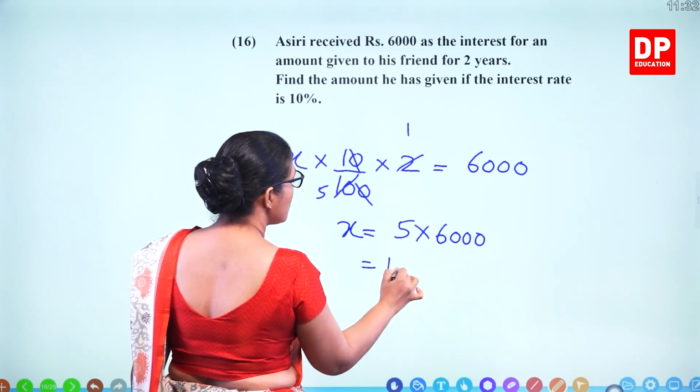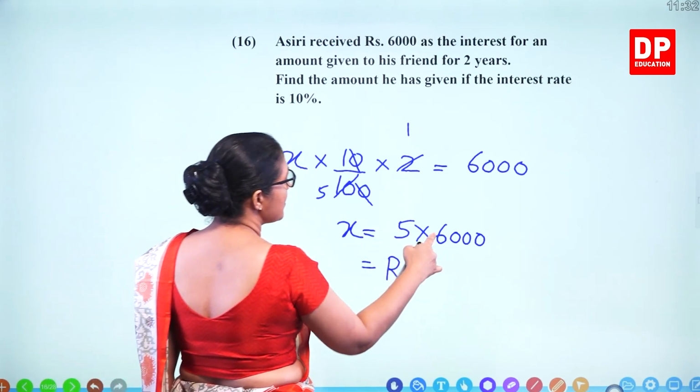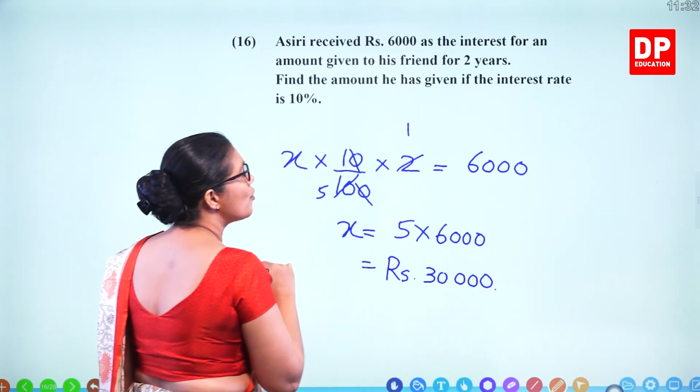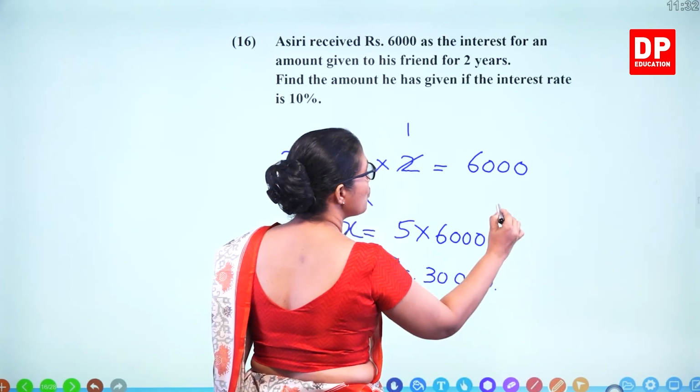So, what's the amount given? 5 times 6, 30. So, 30,000 rupees given to his friend. So, 2 marks for that.